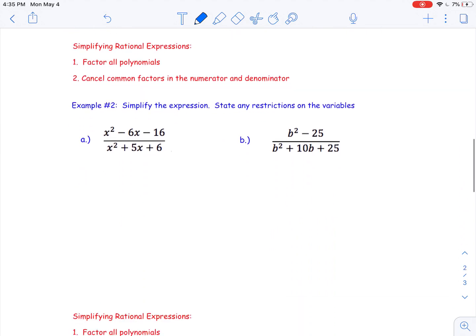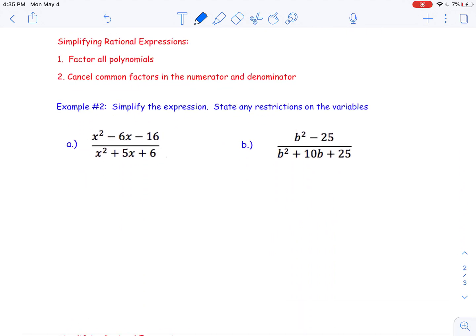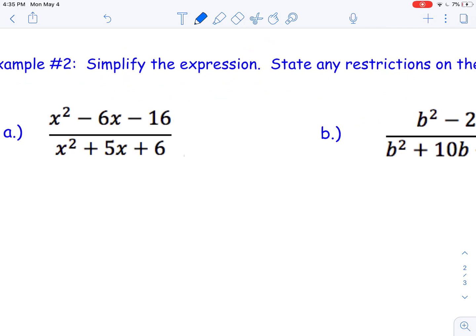Let's go on to example 2. Now we have more quadratics going on that we're going to factor. So we're going to factor everything first and then cancel out common denominators. So we have to remember how to factor quadratics with the leading coefficient of 1. We ask ourselves what multiplies to 16, adds to negative 6. So this is thinking back to here. What multiplies to negative 16, adds to negative 6. That's going to be a negative 8 and a positive 2.